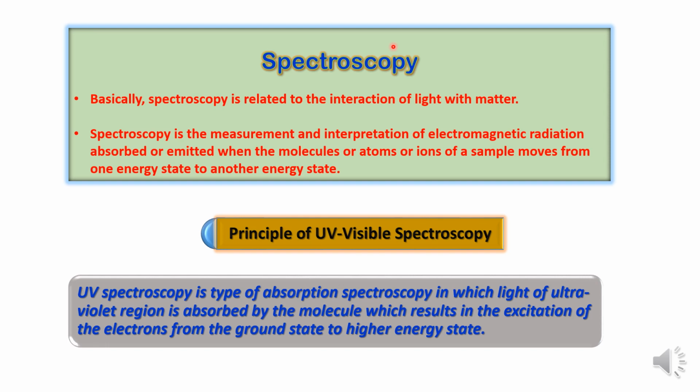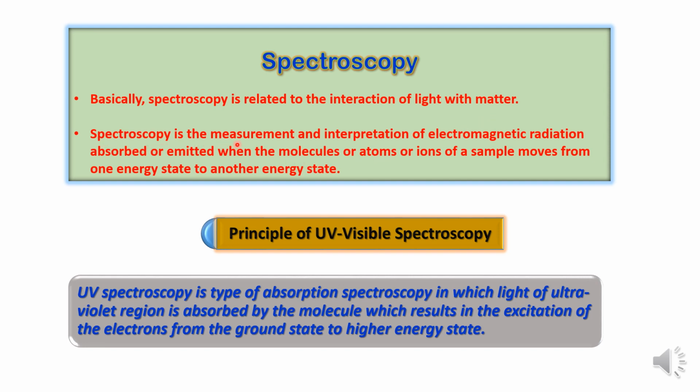Now if you see the example of prism, when you pass the ordinary sunlight through the prism, then this sunlight gets split into 7 colors, or we get the spectra of 7 colors. So after interacting with the prism, which is the matter here, we get the spectra, and this spectra is useful for determination of the structure of that compound. We get some important information about the structure of that compound. So basically we can say that spectroscopy is nothing but the interaction of the electromagnetic radiation with the matter.